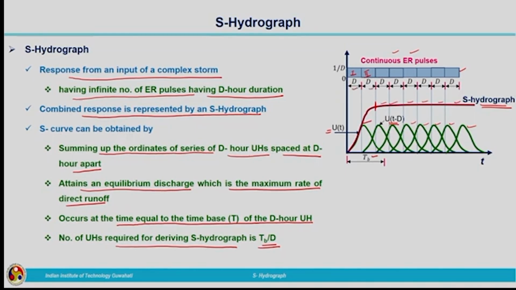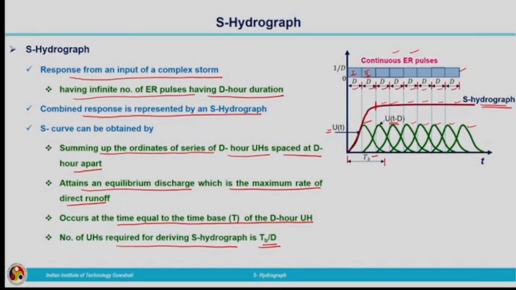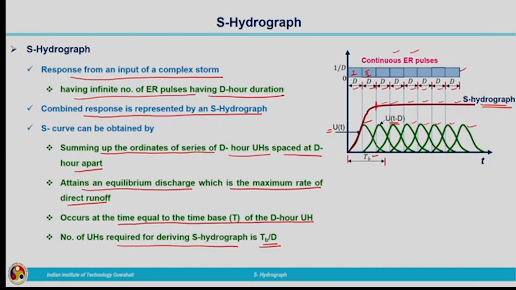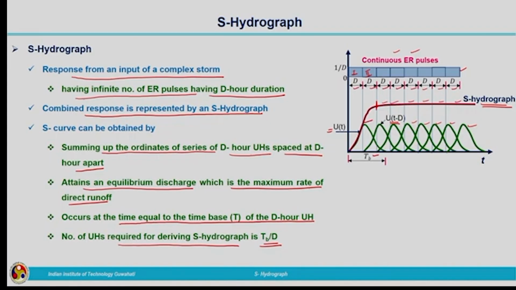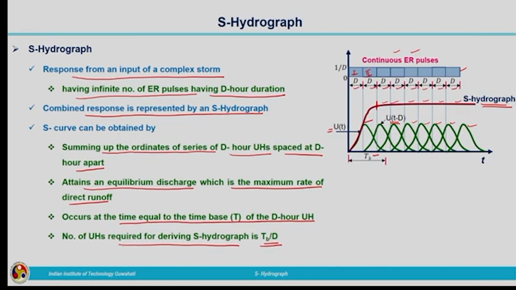So, here we have divided the complex storm into an infinite number of effective rainfall pulses. If we want to plot the S-Hydrograph, we don't have to consider an infinite number of effective rainfall pulses and their responses. We just have to consider a number equal to TB by D. TB is the time base of the unit hydrograph from 1 centimeter of rainfall having a duration of D, and D is the duration of the effective rainfall. If we know TB and D, we can calculate the number of unit hydrographs required for producing the S-Hydrograph.